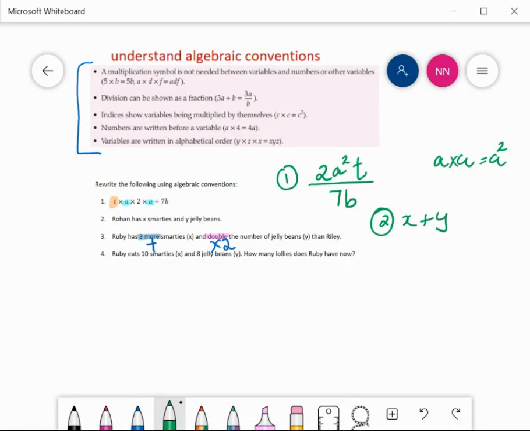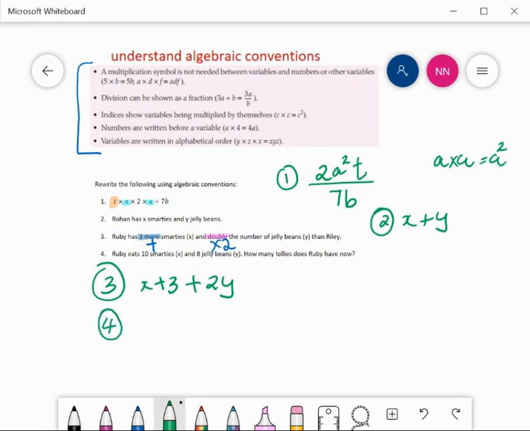as an algebraic expression, she has 3 more Smarties. So Smarties, in number 2, we have given the variable of x. So now Ruby has 3 more Smarties, which is x plus 3, and double the number of jelly beans. So jelly beans is y, and means plus, double is 2 times y. Right, so that's simplified as that.